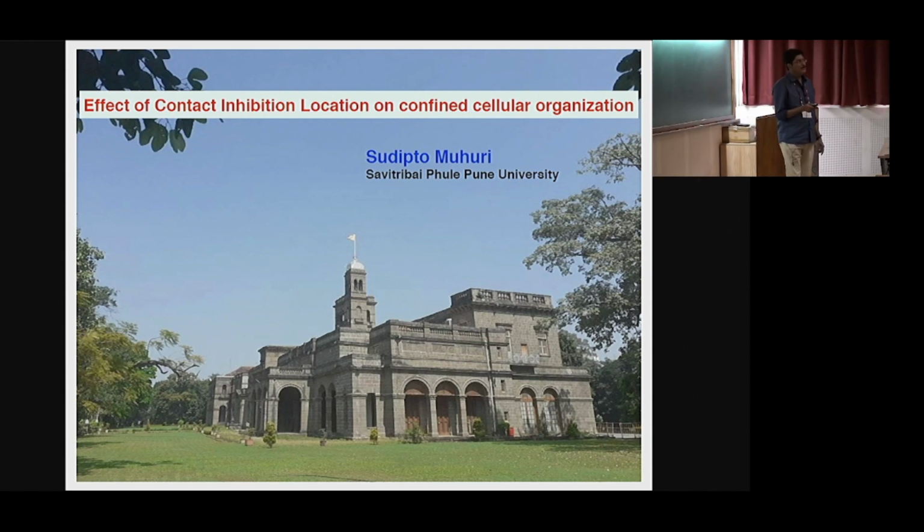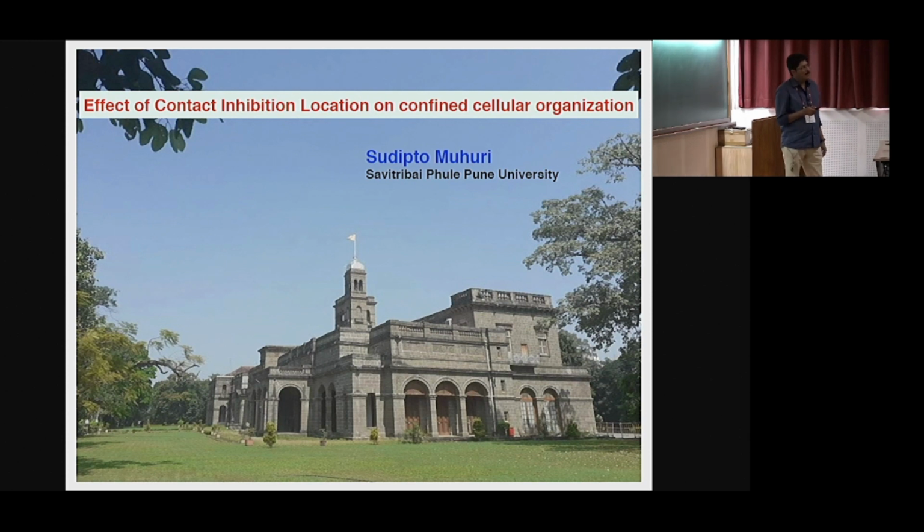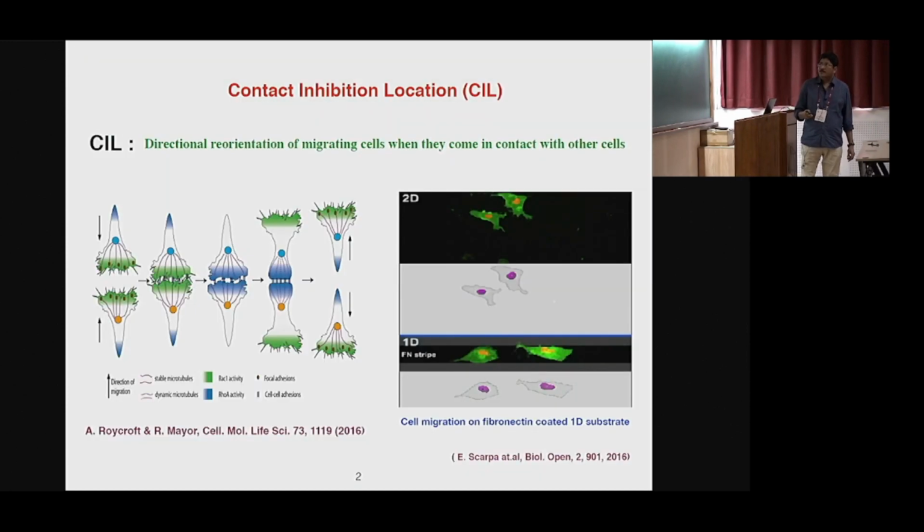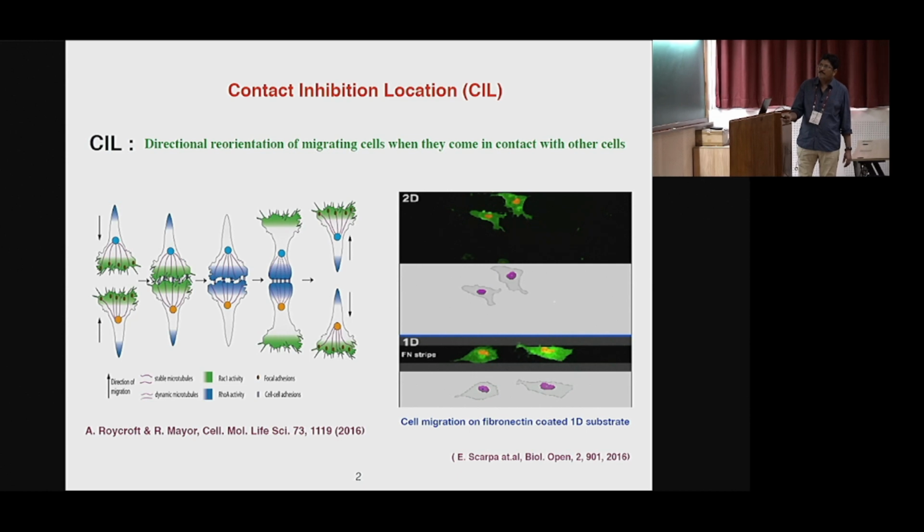So today I'm going to talk about a model which describes the effect of contact inhibition locomotion on cellular organization in confined geometry. Contact inhibition locomotion refers to the phenomenon of cells reorienting their direction of movement when they come in contact with other cells. This is schematically represented here: when the cells come in contact, they have a tendency to reorient away from each other.